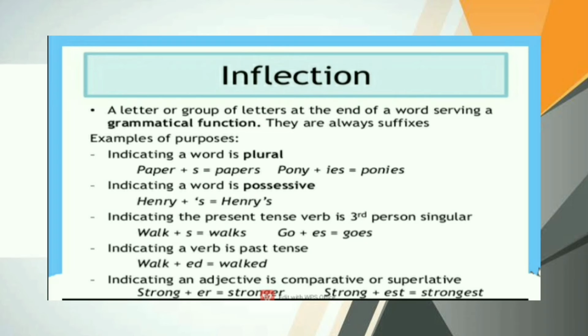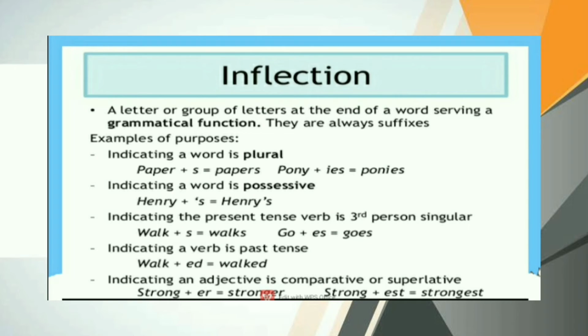Examples of purpose: indicating a word is plural. Paper plus s equals papers. Pony plus ies equals ponies. Indicating a word is possessive. Henry plus apostrophe s equals Henry's.